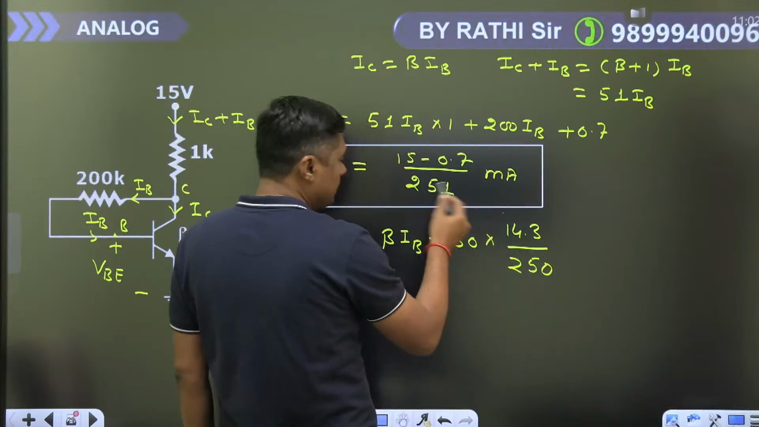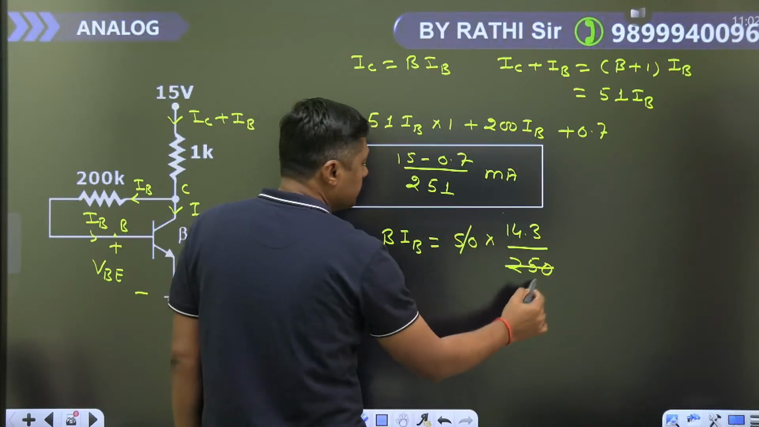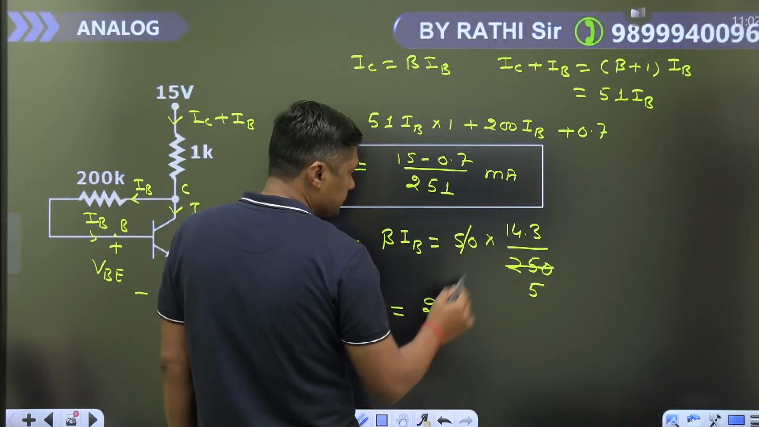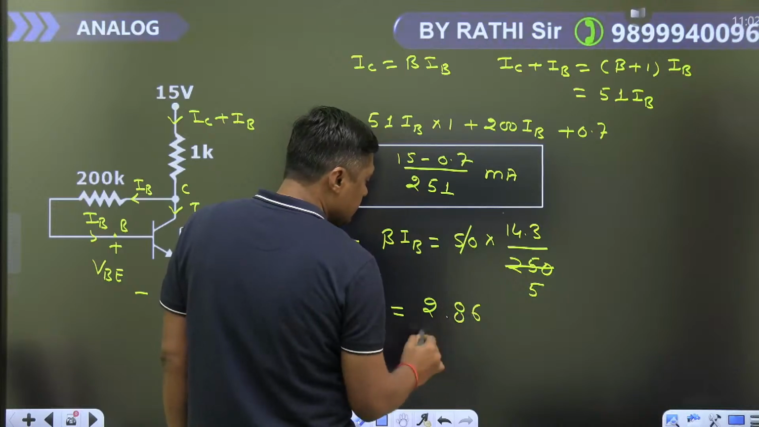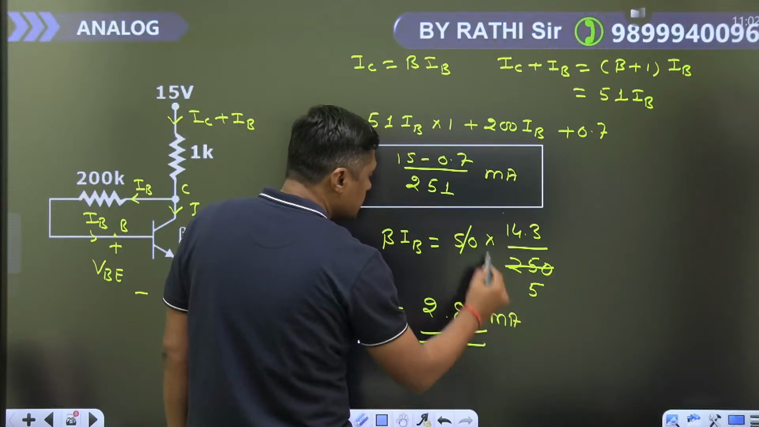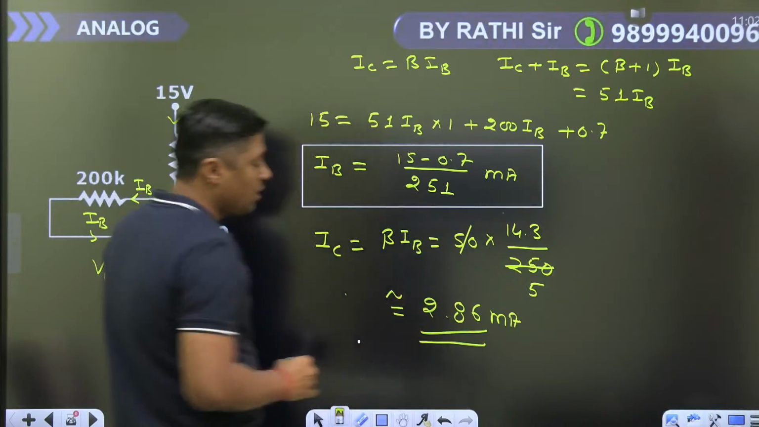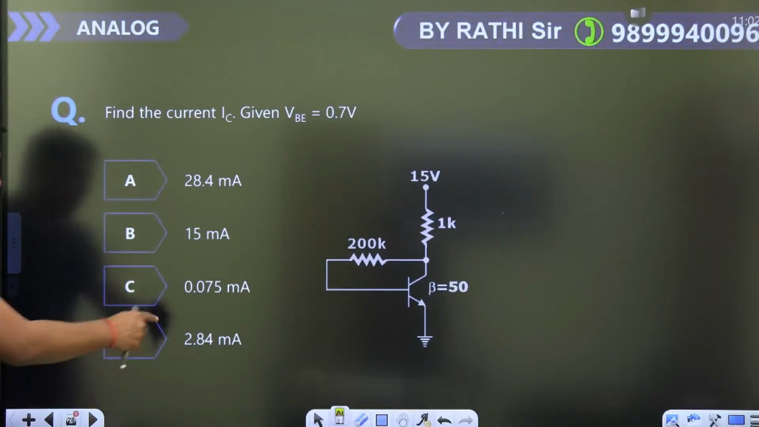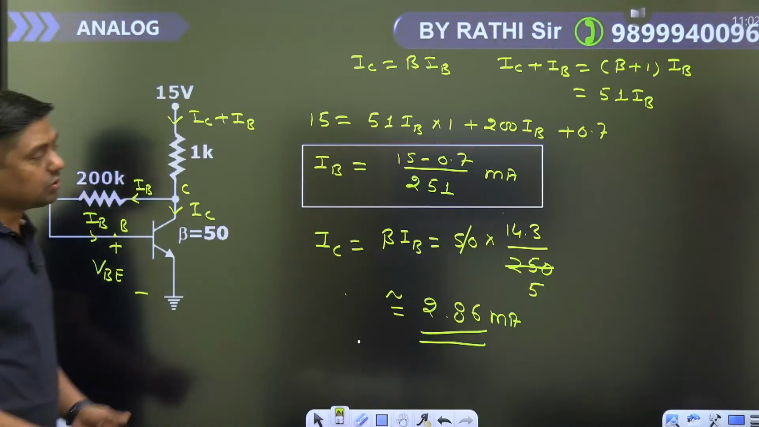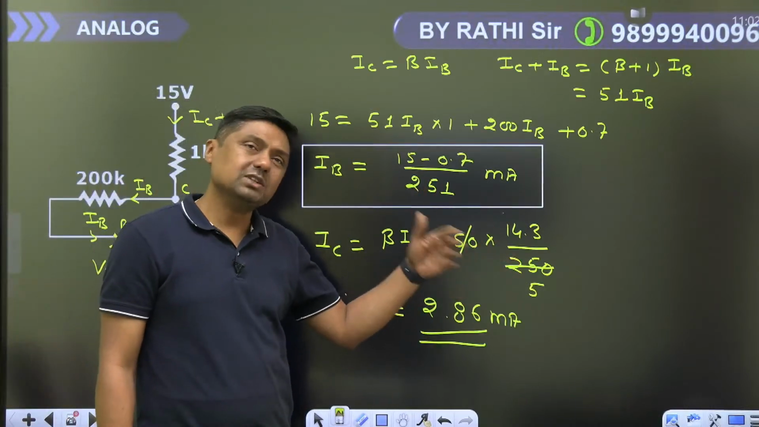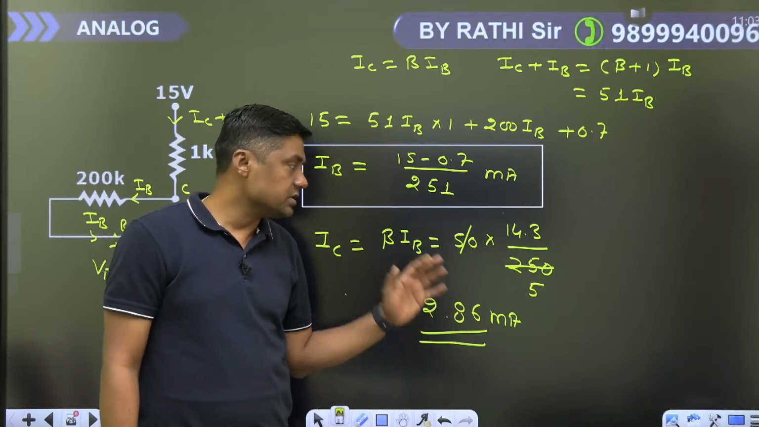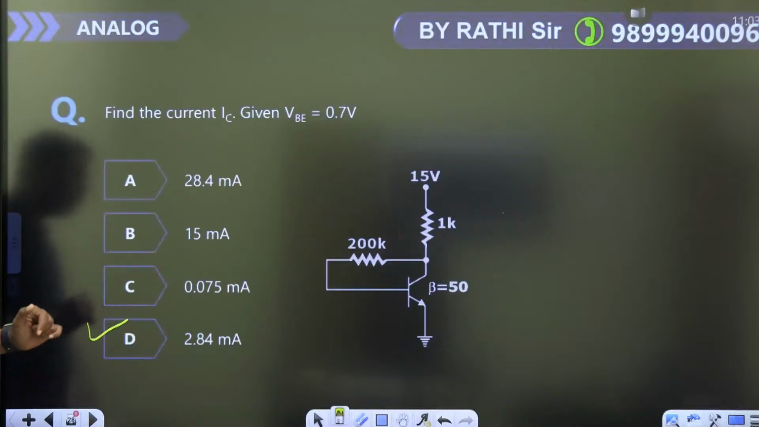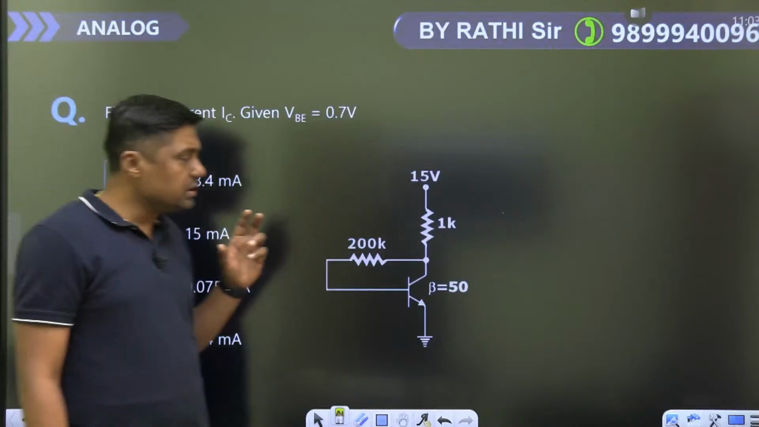Nearly equal to 250, just for calculation, 14.3 means it becomes nearly 2.86 milliampere. Which answer? 2.84. Yes, because I have taken 251 as 250, and that's why the answer will be less than that. So here again, calculation without using the calculator. Which value? D, 2.84. 2.84 is the value of the current.